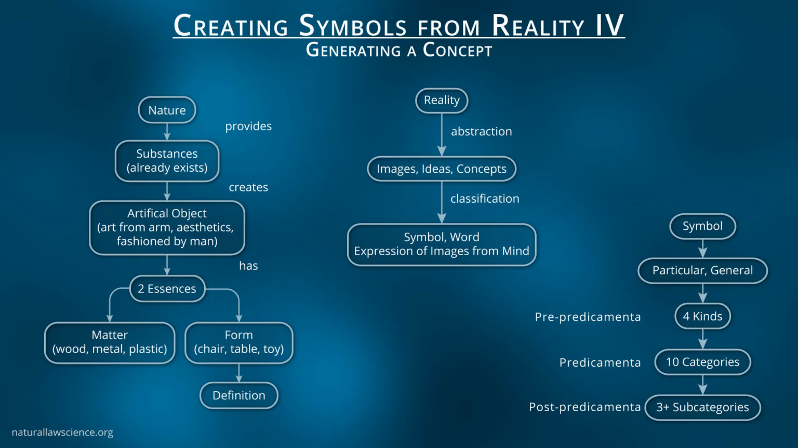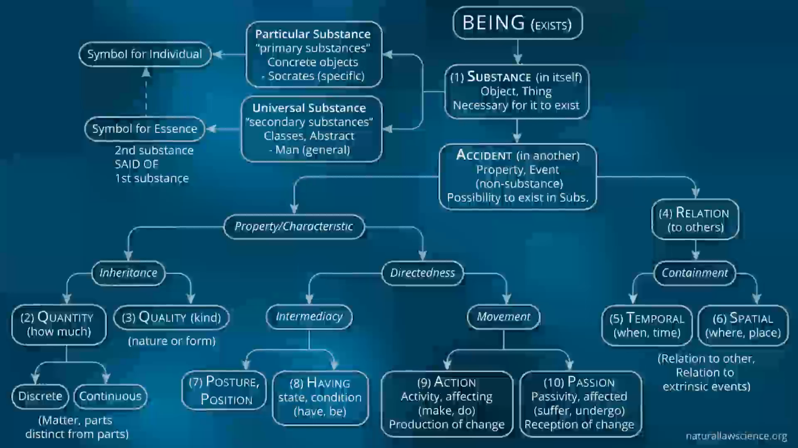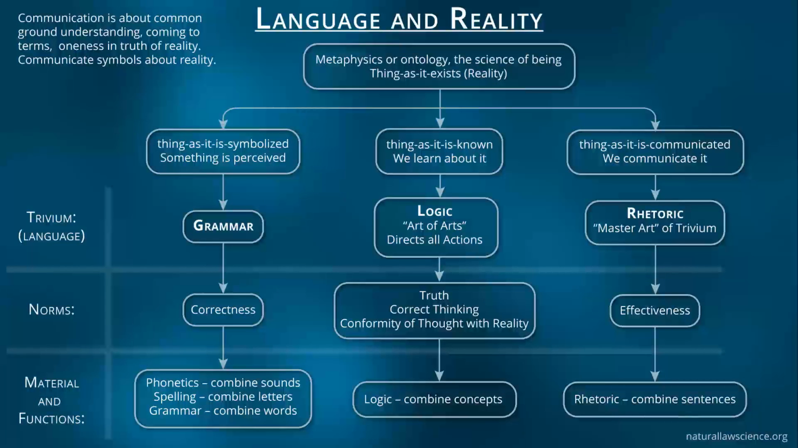So we've already discussed, partially, the particular and the universal. Image number 9. This is an infographic about the 10 categories of being. Being is what exists. This is the core of metaphysics. If we go back to infographic 2, language and reality, it's all about describing reality, which is what language is for. And reality is the thing as it exists, and that's the purpose of metaphysics or ontology, which is the science of being, the science of things that exist.